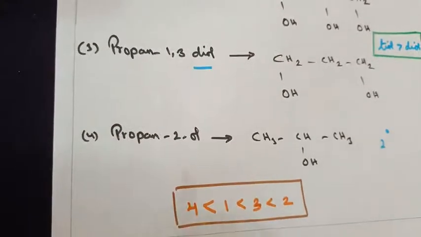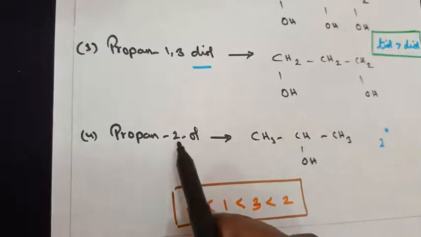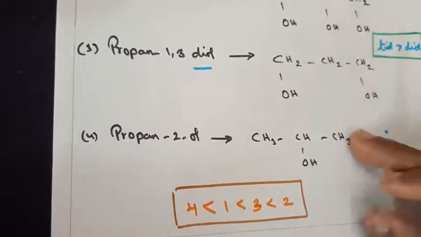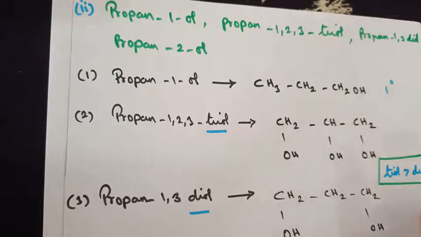Then comes the fourth structure, propan-2-ol. Here again 3 carbon, the second carbon has an alcohol group. Thus the structures are given. Now among these, you have to work out which compound has a lower boiling point and which one has a higher boiling point.